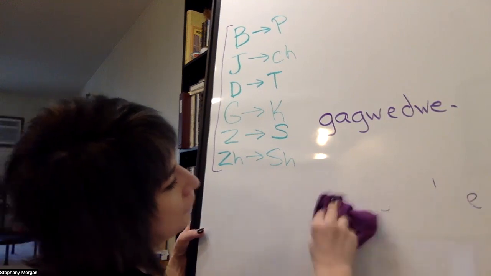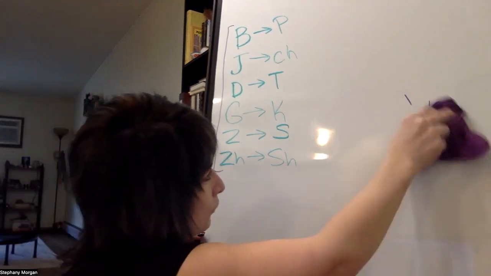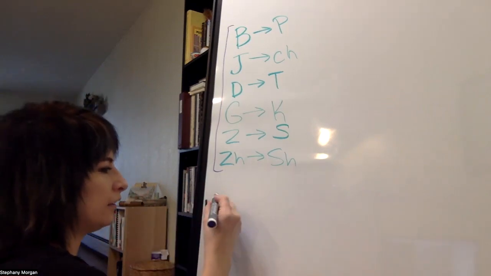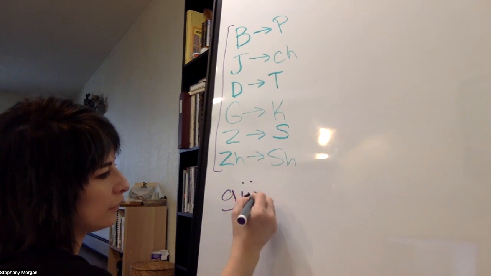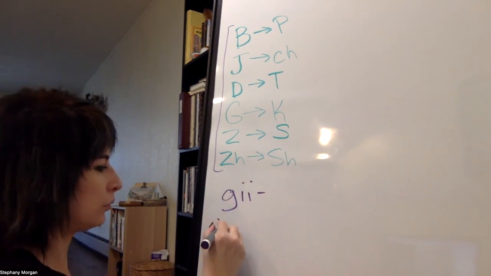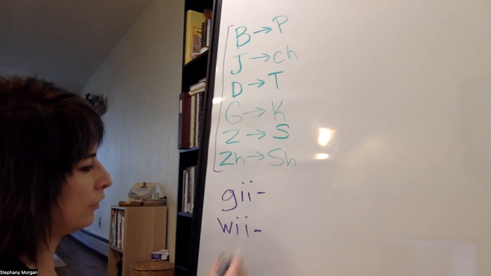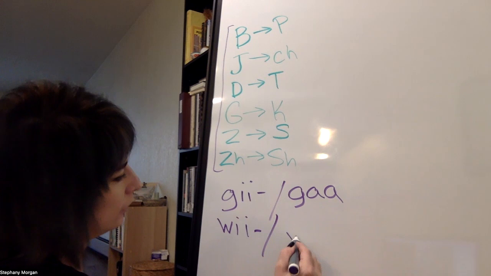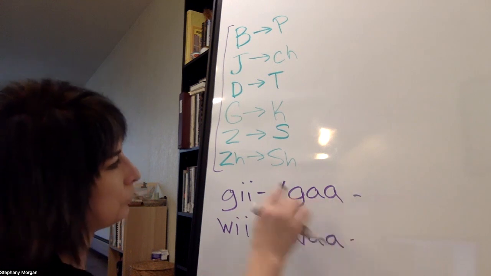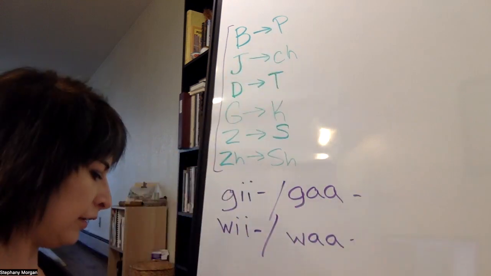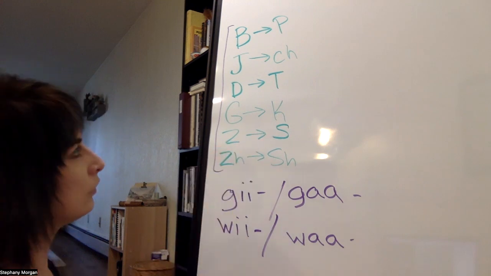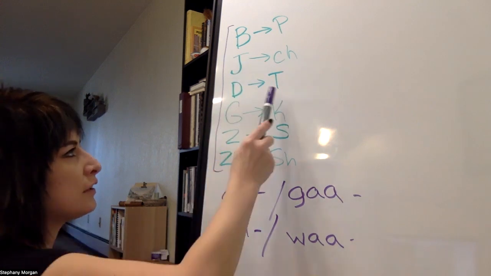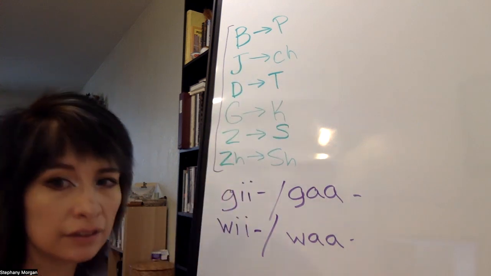So it's always after those time tenses that this occurs. These are gi and we, and their relative changed forms ga and wa. That's where you will notice this happening. These only change in one direction. So a CH is never going to change to a J, a T is never going to change to a D, etc.